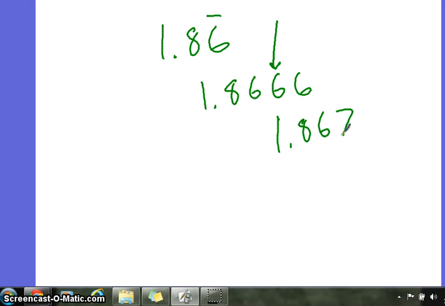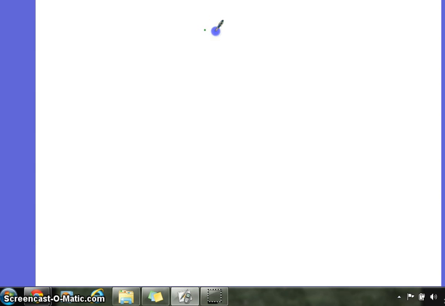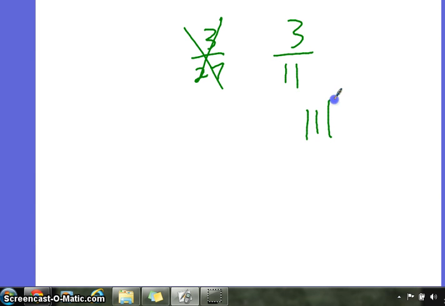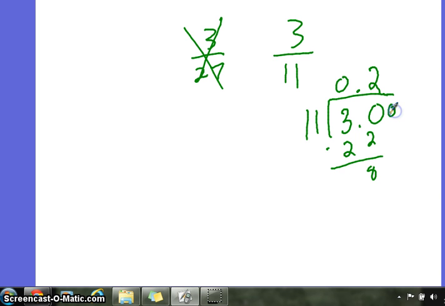I want to do one more, because sometimes your repeating isn't just one number. Sorry, I did the wrong number. Let's do a different one: 3 over 11. 11 goes into 3 none. So 11 goes into 30 twice. 11 goes into 80 seven times. It's going to be 0.272. See the repeating? It's 27, 27, 27. You can see it right now, right?